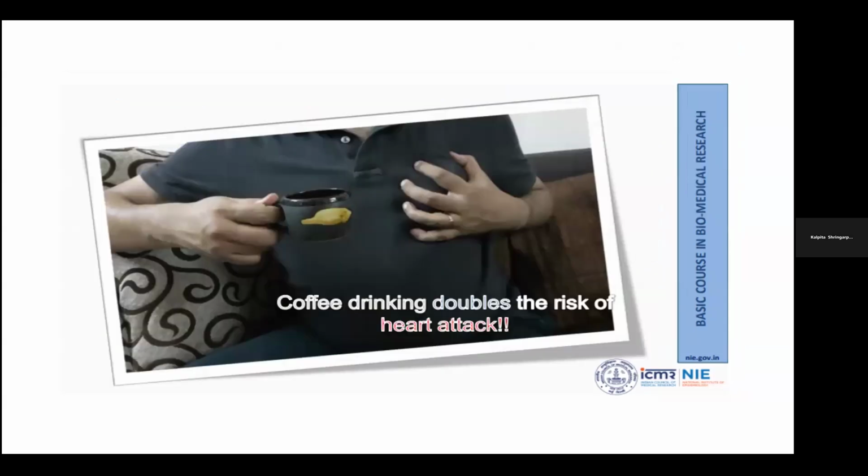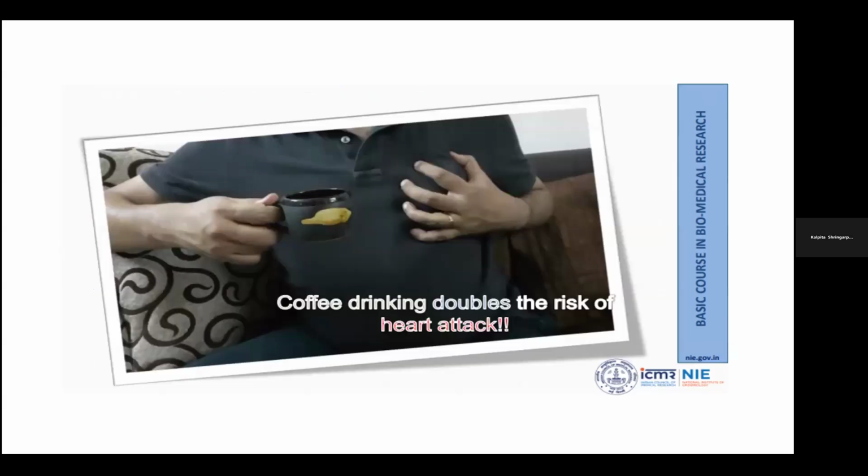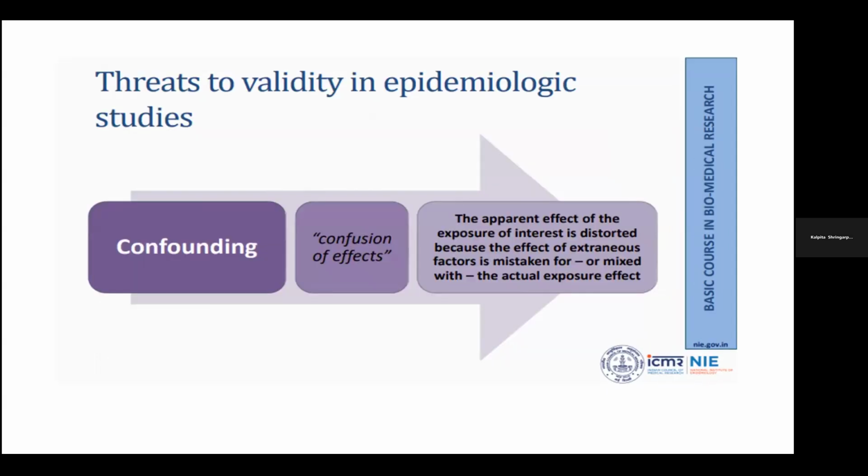So coming back to this, coffee drinking doubles the risk of heart attack. We already talked about the internal or the external validity based on selection or information bias. The second part we talked about was confounder. What is this confounder? It is a confusion of effects. So when I talk about coffee drinking and heart attack, I would like to think, is coffee drinking actually related to heart attack, or is there any other issue or other exposure or other variable which may be leading to this heart attack? So the apparent effect of exposure of interest is distorted because there is some other third factor or extraneous factor which may be leading to this exposure.